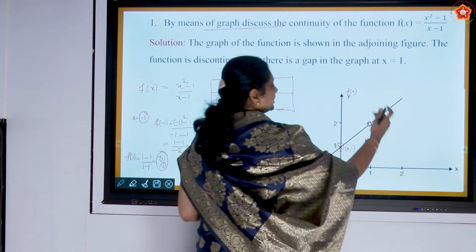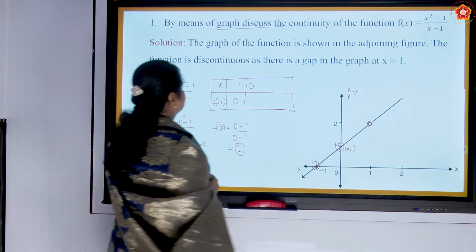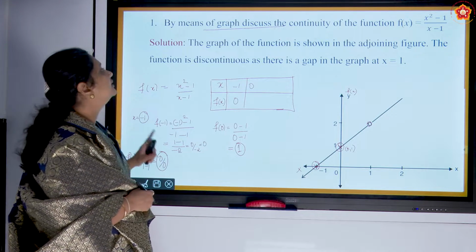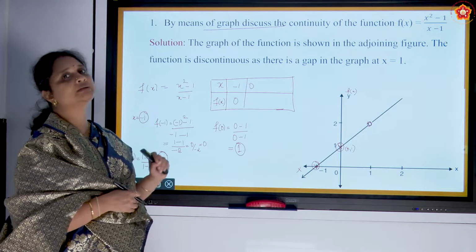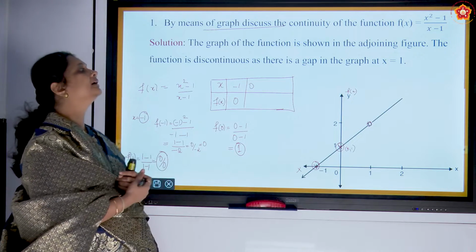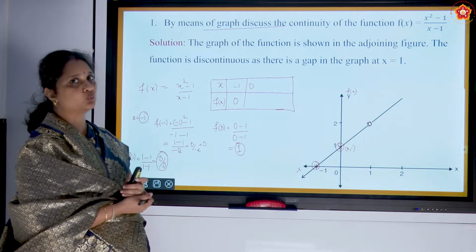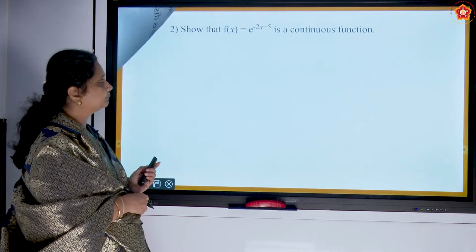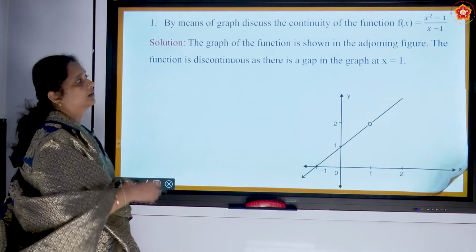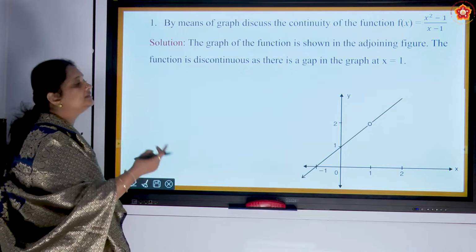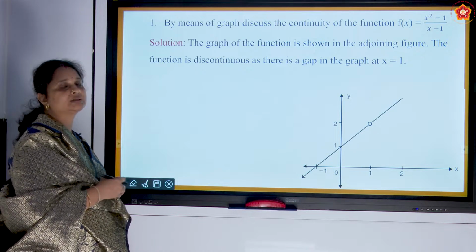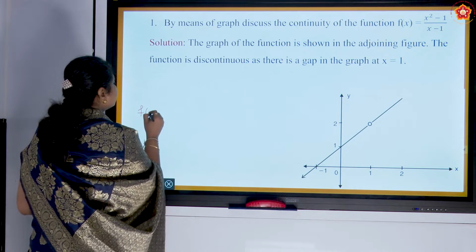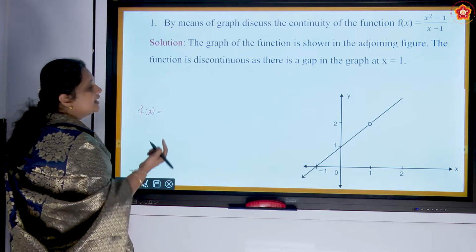So beyond that, we are plotting it and we get a graph like this. So the graph of the function that's shown in the adjoining figure, the function is actually discontinuous as there is a gap in the graph at x is equal to 1. Okay, we'll move on. What does this mean? Since it is indeterminate, we cannot determine that way. So now if we rewrite this and see what is happening to the function at exactly.